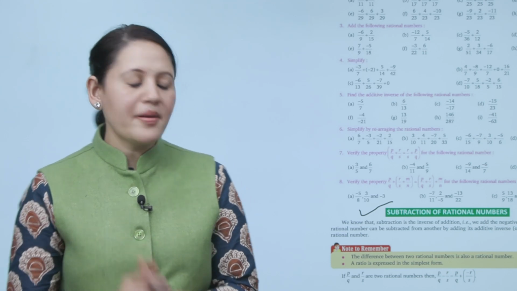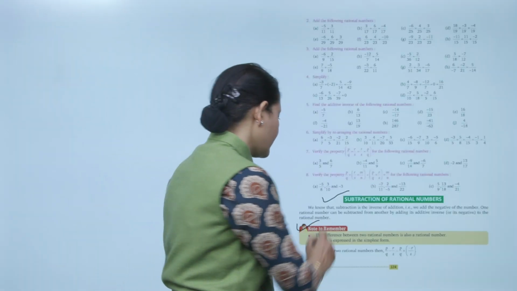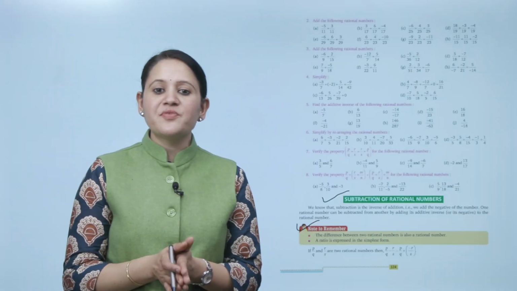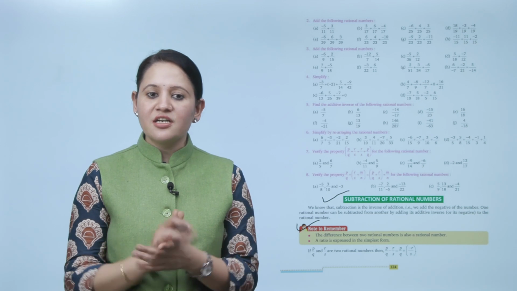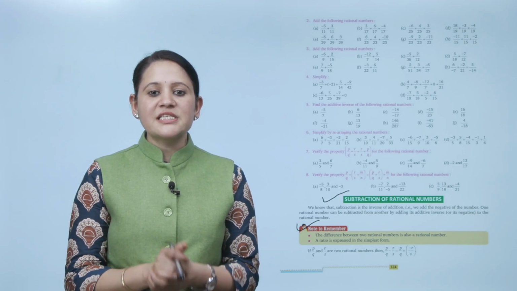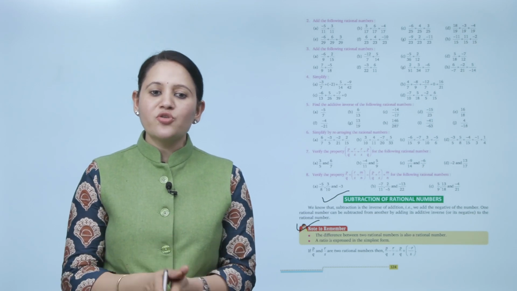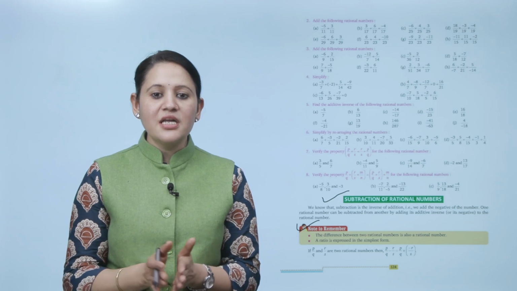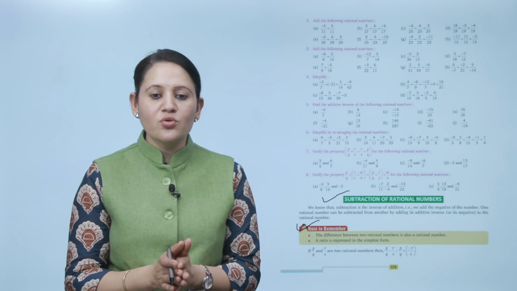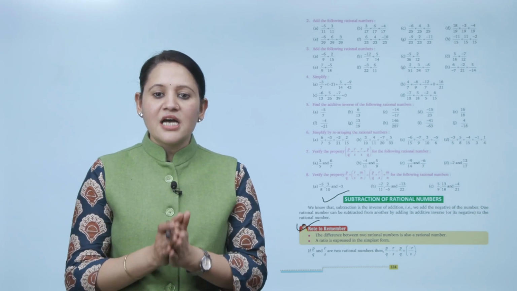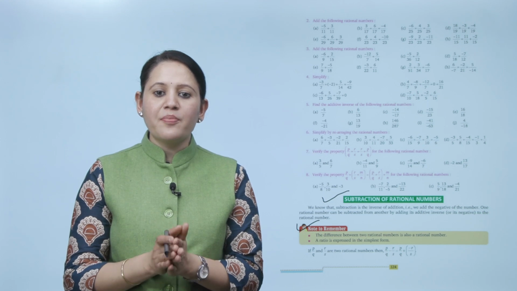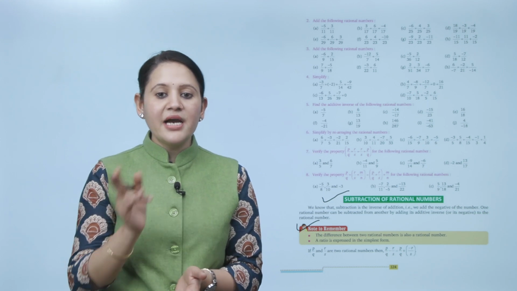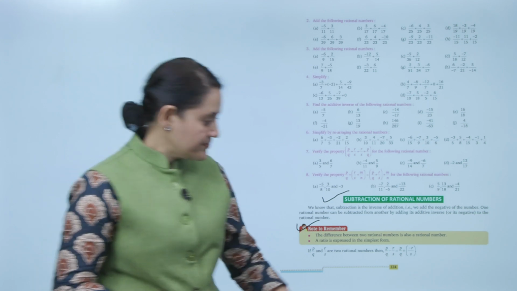Next is a note to remember. The difference between two rational numbers is also a rational number. The ratio is expressed in the simplest form. If p upon q and r upon s are two rational numbers, then p upon q minus r upon s equals p upon q plus minus r upon s.